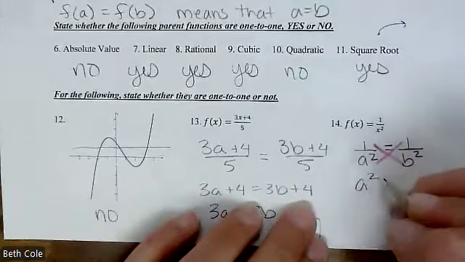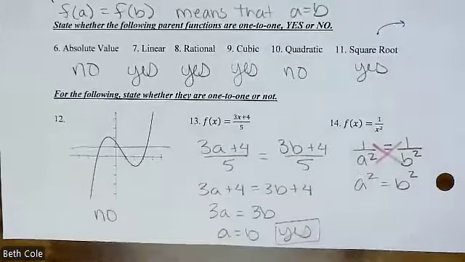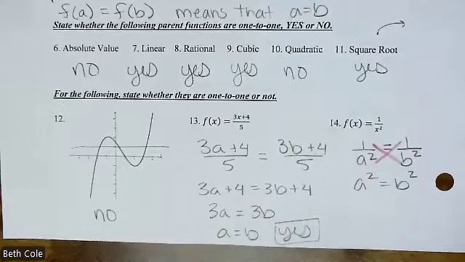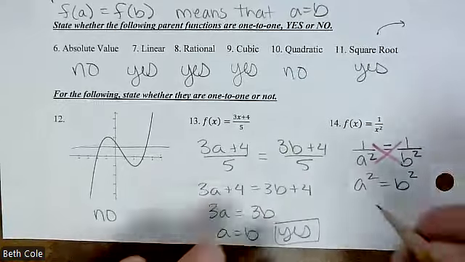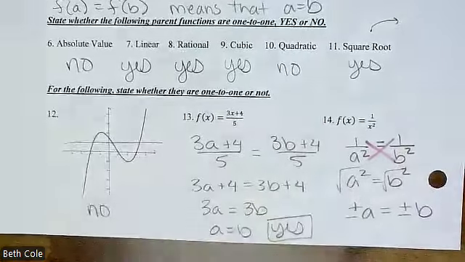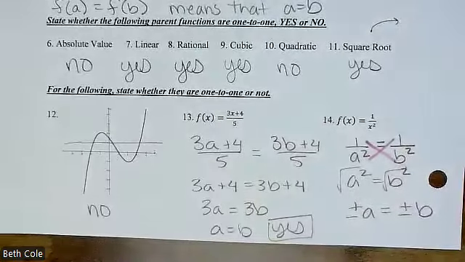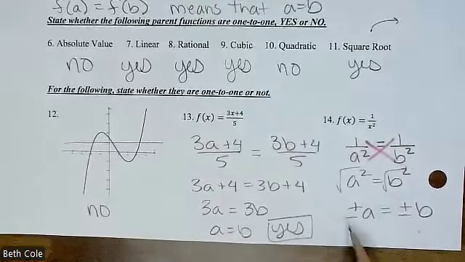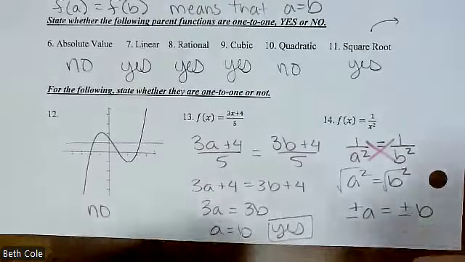So you get A squared equals B squared. And then to get rid of a squared, you would square root. But when you put a square root, you get plus or minus A equals plus or minus B. So does A necessarily equal B? No, A could equal negative B or B could equal negative A.